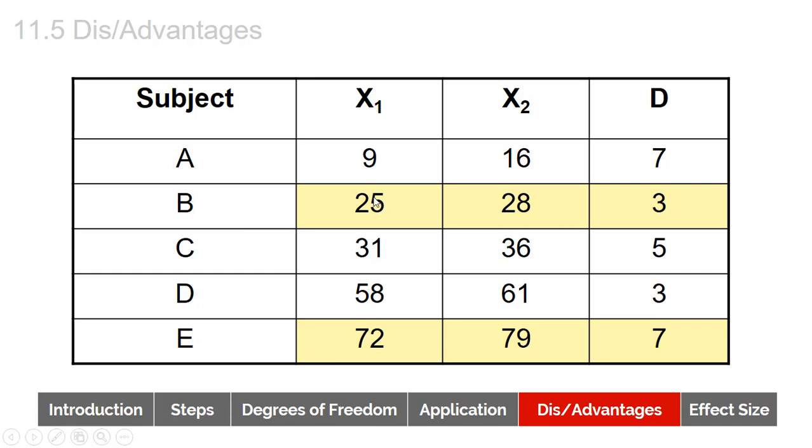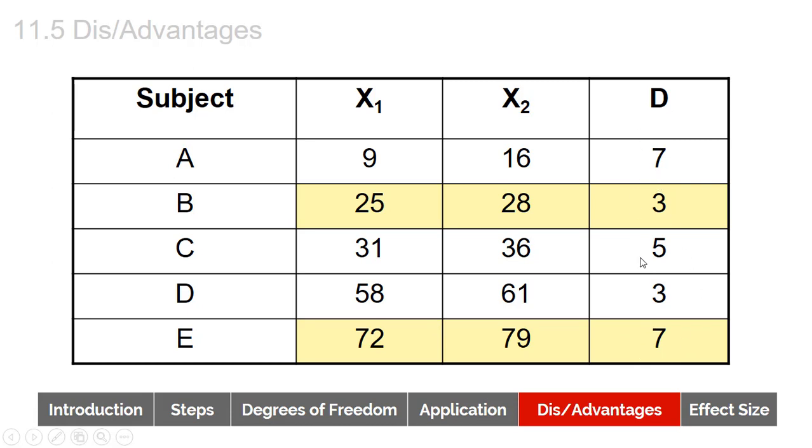But let's take a look at subjects B and E. As you'll notice, there's almost a 50-point difference between their scores here. There's a lot of individual differences here between these two people. But those differences get flushed out when all we're looking at are the difference scores for each individual. So the variance of these scores is pretty high, but the variance of the difference scores is not.